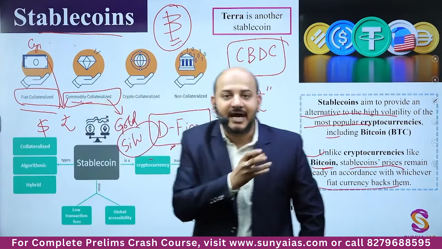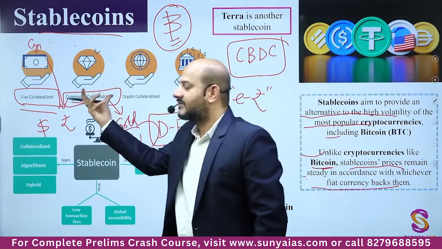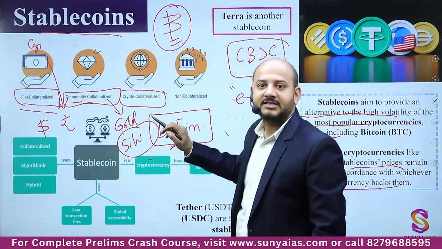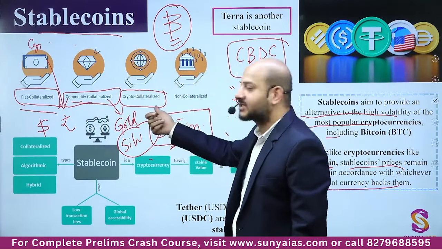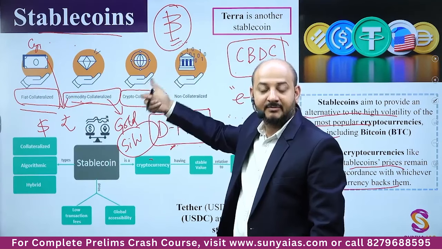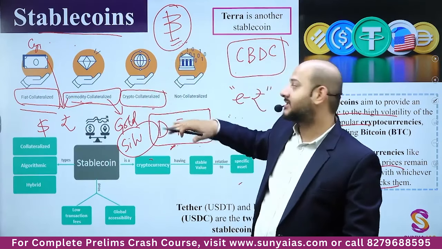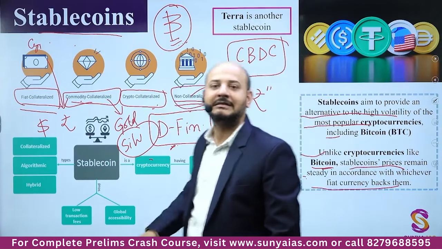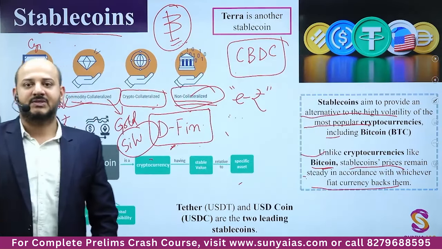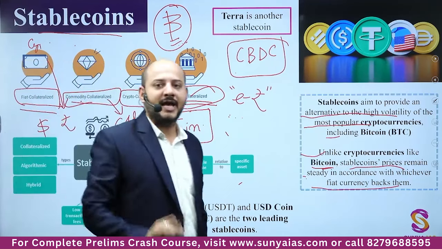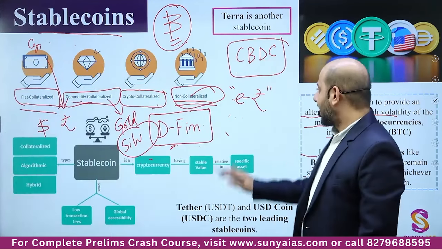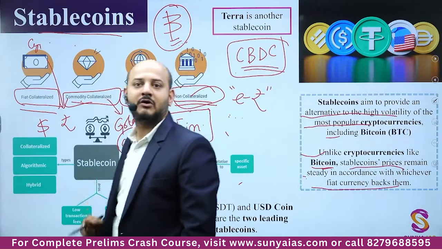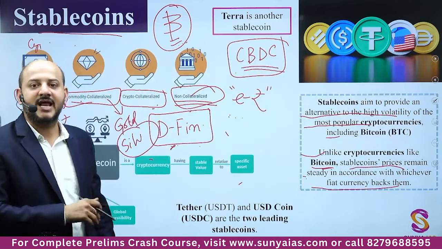If the value of that commodity changes, then the value of this currency will also change. Crypto collateralized, for example, a currency can be collateralized with respect to Bitcoin. If the price of Bitcoin changes, its value will also change. Non-collateralized means that it could be directly released by the central banks as well. No collateral, only sovereign guarantee is there. Okay, right now we have not talked about CBDC. Who is backing it? It is going to be non-collateralized.